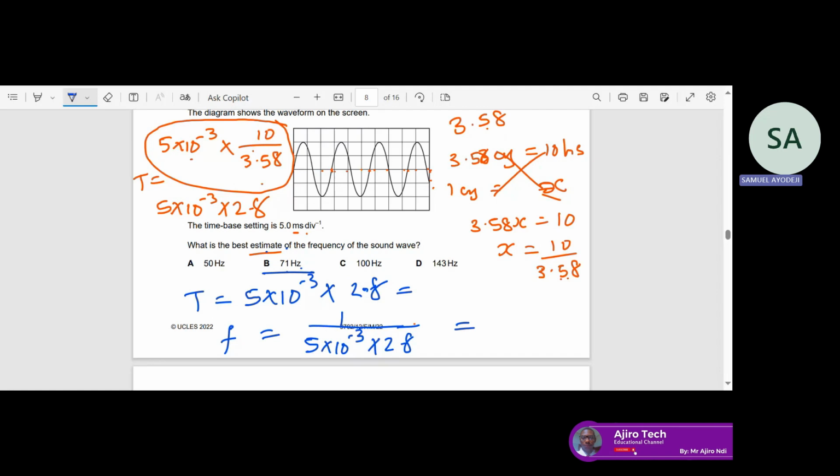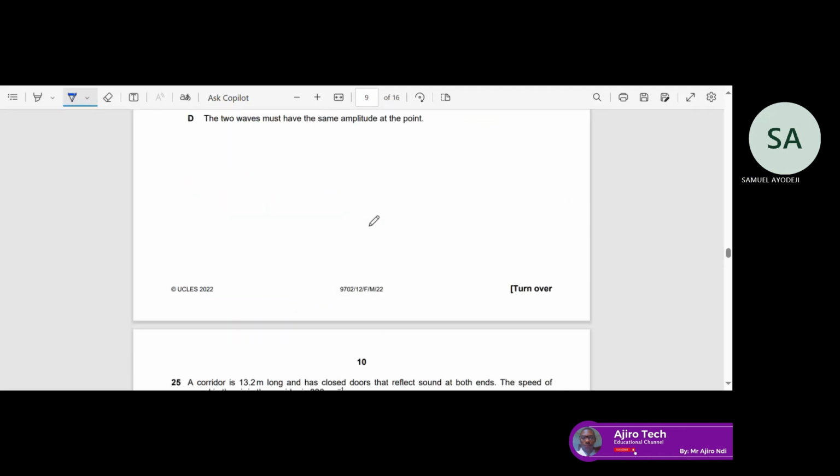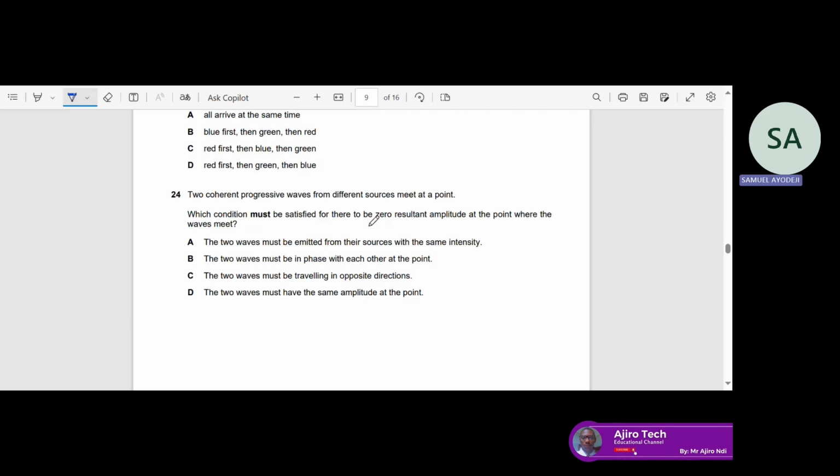Next one. Okay, so the next question is question 24. Isn't that saying zero resultant amplitude? Zero resultant, so it's destructive, right? Zero resultant, destructive. Yes.